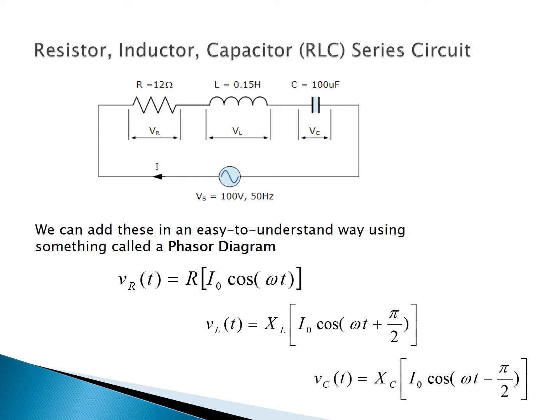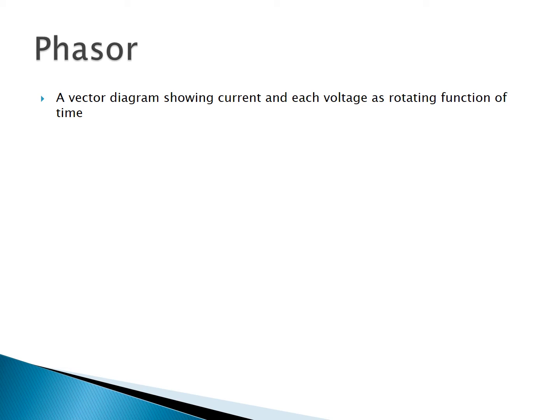So what we're going to end up doing is using something called a phasor diagram. And this diagram is just a way of looking at this circuit, a way of looking at the equation so that we can properly add the reactance and the resistance in order to get an equation that makes sense. So again, a phasor diagram is a way of looking at this circuit, and essentially all it is, is a vector diagram showing current and each voltage as a rotating function of time.